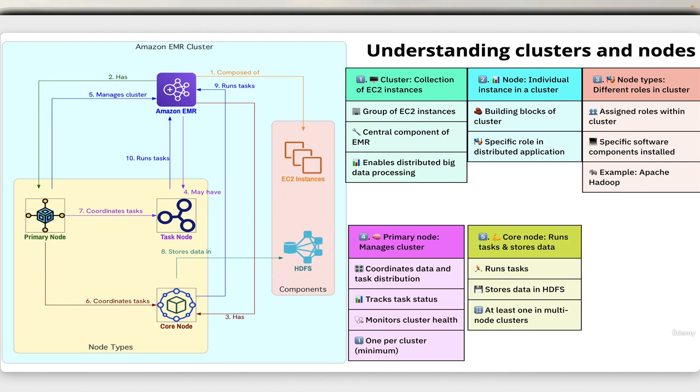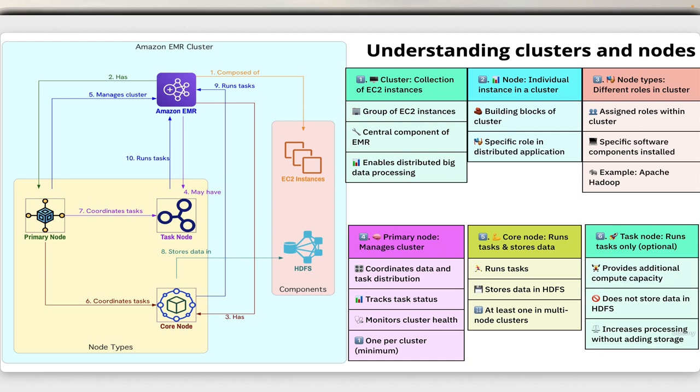Core node, which runs tasks and stores data. Core nodes perform two crucial functions: running tasks and storing data. They execute the software components that process tasks and store data in the Hadoop Distributed File System (HDFS). In a multi-node cluster, there is at least one core node. So there will be one primary node, one core node. This is for a multi-node cluster. But for a development workflow, you can just have one single node which will act as both primary as well as core node.